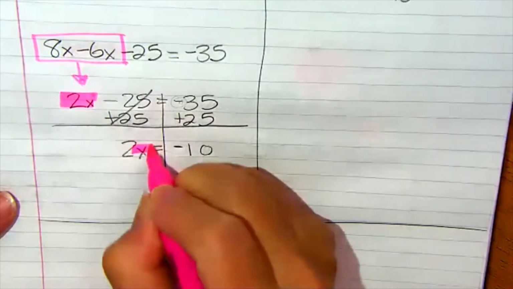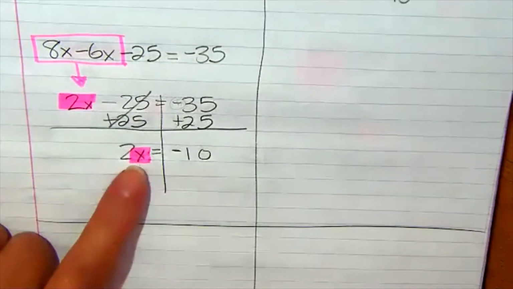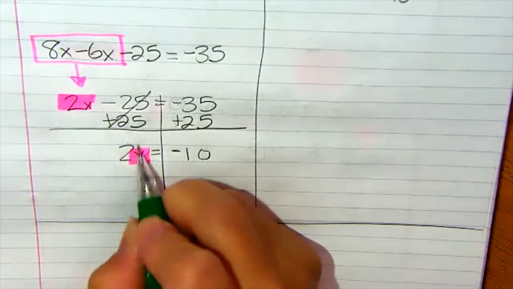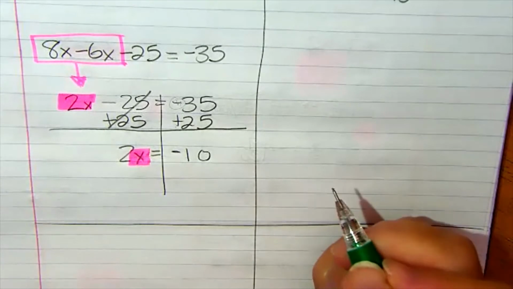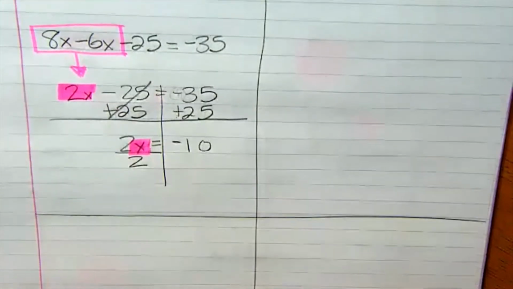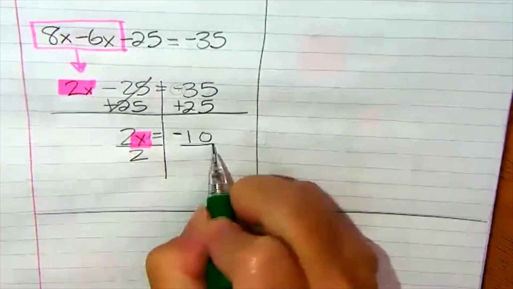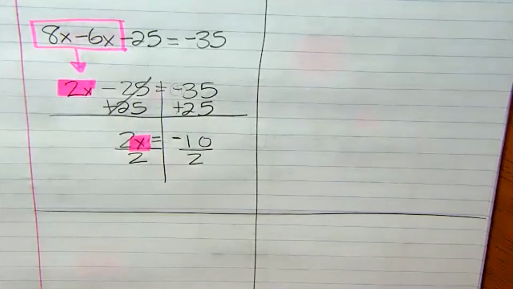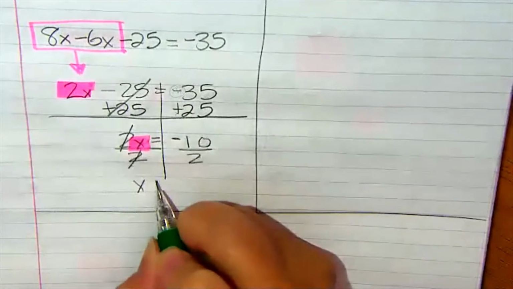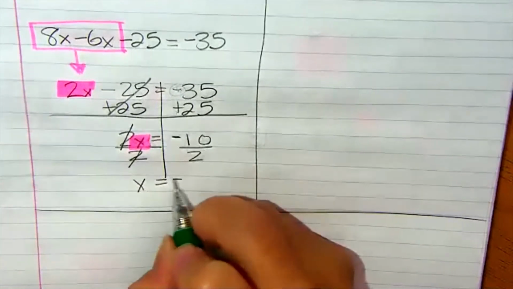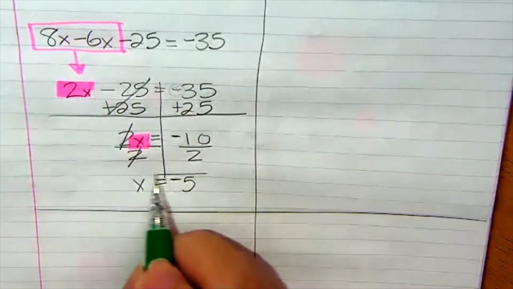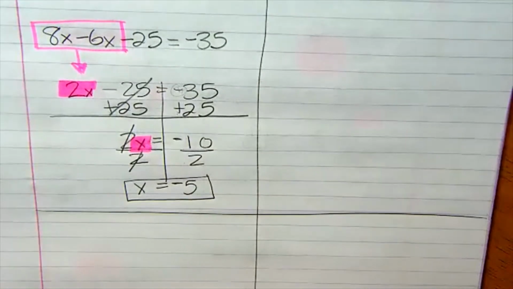Okay. I still need to isolate my variable, and this is what we did last week. I need to undo this times 2. So to undo times 2, I'm going to divide by 2. And what I do to one side, I must do to the other. My 2's cancel, and I'm left with x equals, I have a negative and a positive, so my answer is negative. 10 divided by 2 is 5. So x equals negative 5.